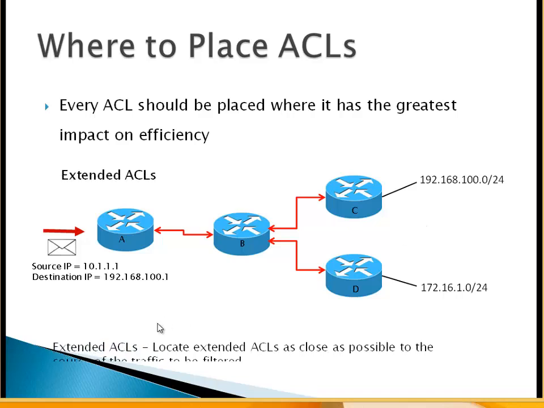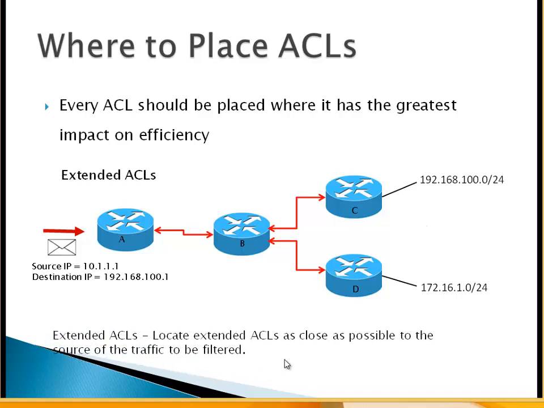Extended ACLs, on the other hand, you have to put as close to the source as possible, because they look at the source IP address, the destination IP address, the protocol, the port number, everything about the packet. So you can put it right away at the source, so you don't waste the other router's processing power.